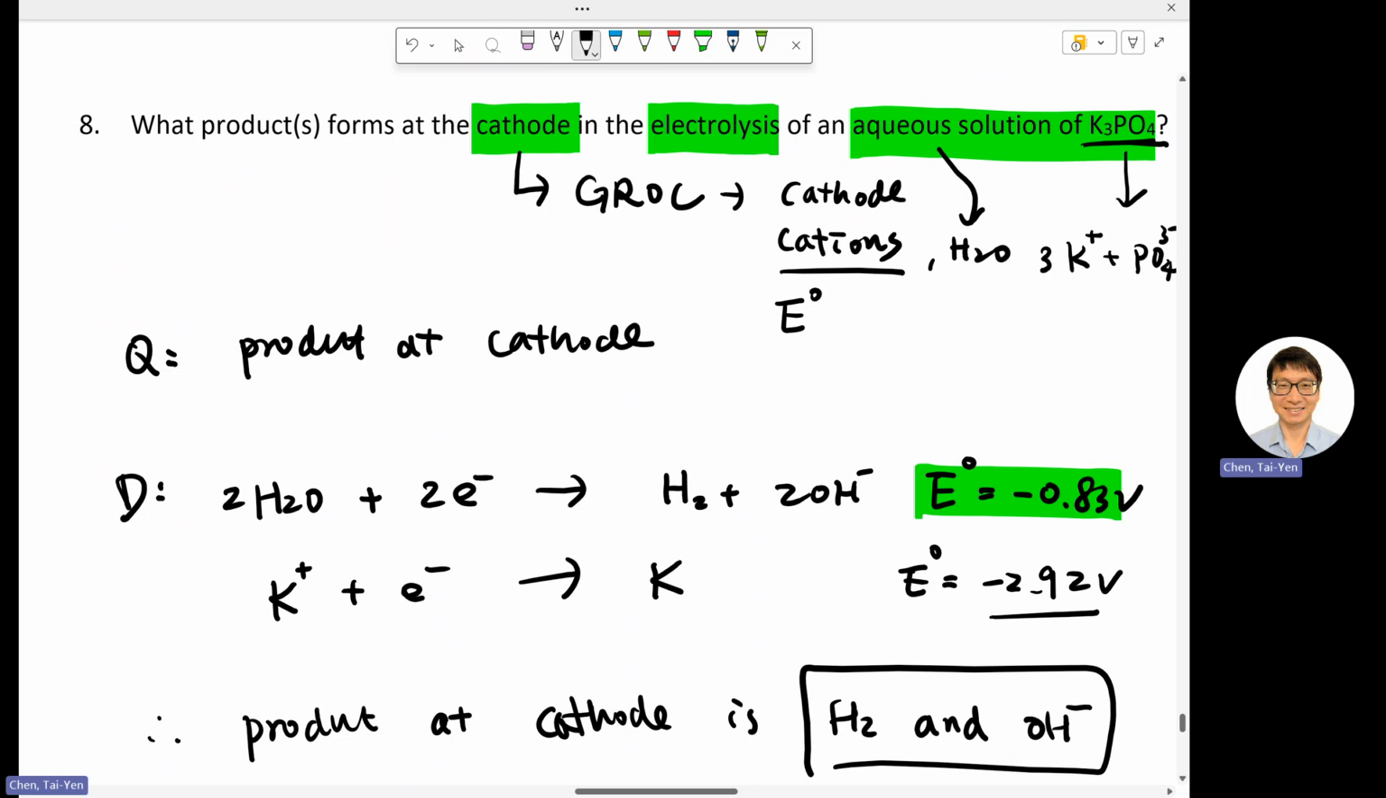And after that is the thing we talked about today: predict the product at either the anode or cathode for an electrolysis reaction. Okay, so those are all the content we went through this week. We spent so much time, and after we try to summarize it, it's like 2 minutes. So it's much easier than midterm 2, right?